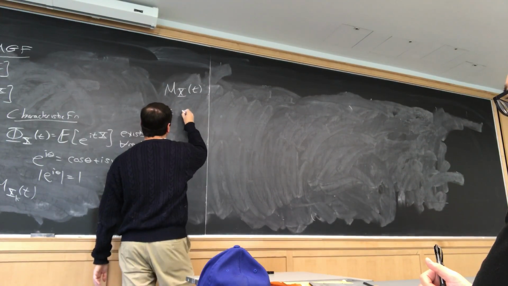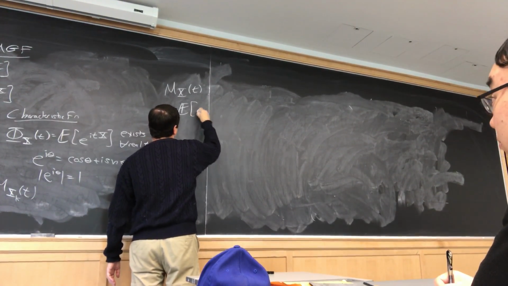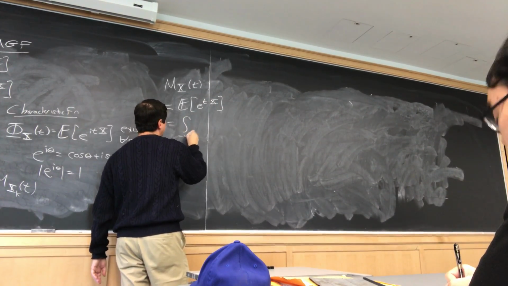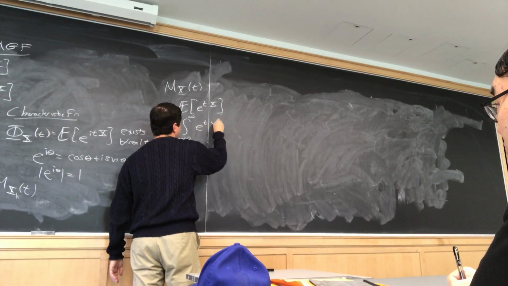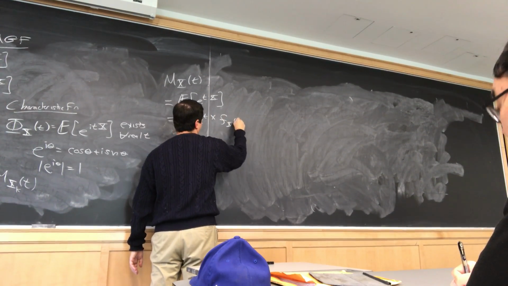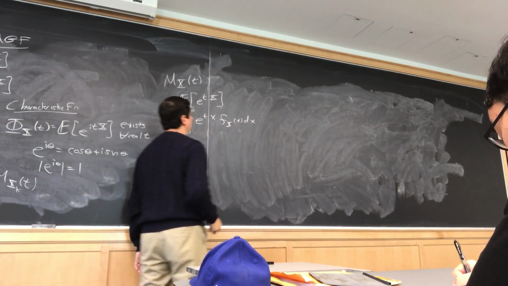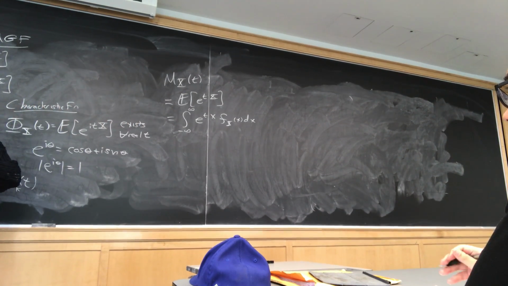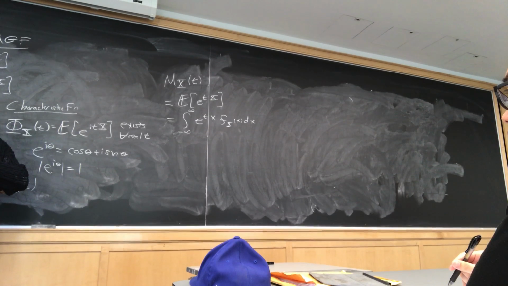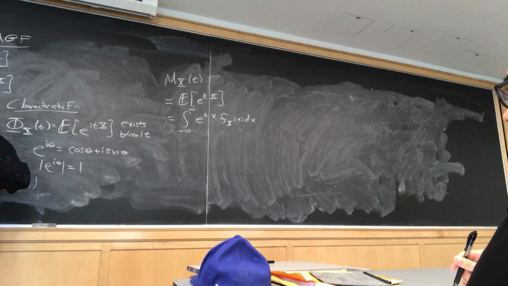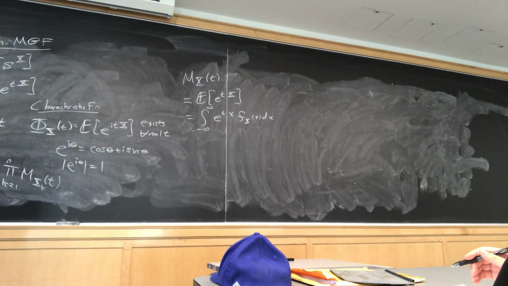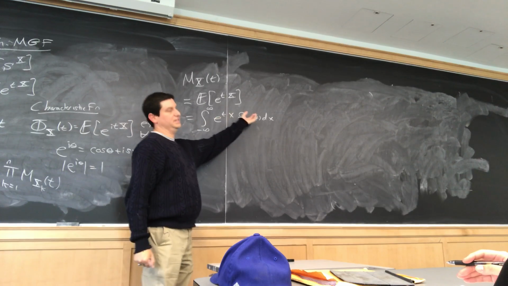So this is equal to the expected value of e to the tx. So this is the integral from minus infinity to infinity of e to the tx times the density function. When you see e to the tx, what do you want to do to it? Separate it? e to the t times e to the x? Well, that's not going to help us do anything. We want to get the moments. Moments would be integrating x to the n against this.